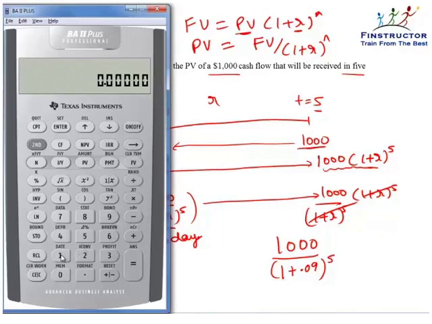Let's first calculate 1.09 to the power 5. So we'll use the function y to the power x, 5, and press the button equal to. So it comes out to be 1.53862. Let's store this value in the memory register 1, and we need to compute 1,000 divided by 1.09 to the power 5. So let's press the button 1,000 divided by recall 1, which will give us the answer, that is 649.93139. Just store this in memory register 2 for future use if need be.